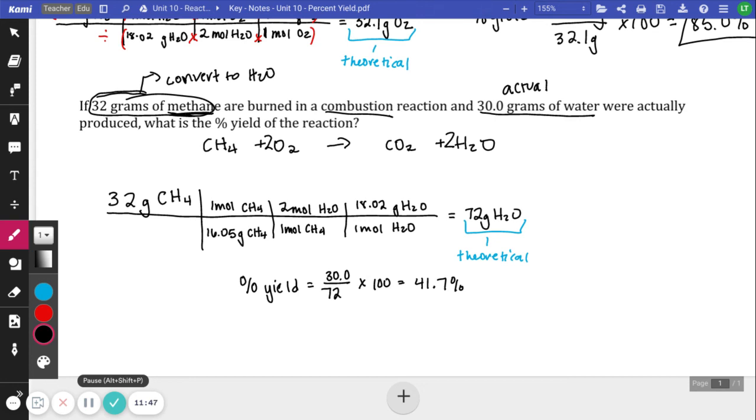After that, I converted from grams of methane into grams of water. So 32 grams of methane, I used my molar mass, then my mole-to-mole ratio, and then finally my molar mass of water, multiplied across the top, and divided by the bottom. That gives me that I should have, in theory, made 72 grams of water. So percent yield is our actual of 30 divided by our theoretical of 72 times 100, which gives us a percent yield of 41.7%.